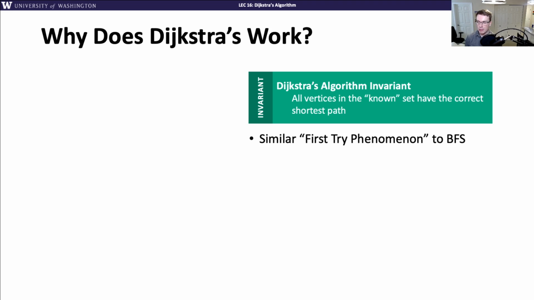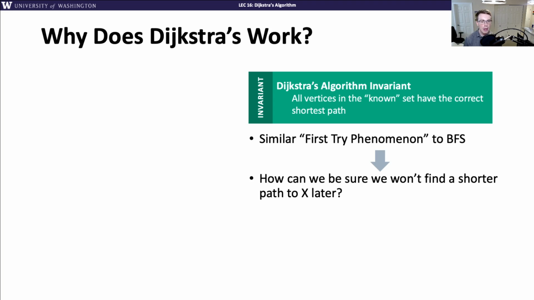But what I want to talk about in this video is why does Dijkstra's work? Dijkstra's works because of this invariant that all vertices in the known set have the correct shortest path. It's very similar to our first-try phenomenon for breadth first search. It's saying that we know the shortest distance whenever we add something to our known set. Now, it's nice that we can assume that an invariant is true beforehand, but how do we make sure on each iteration of this algorithm that we're maintaining this invariant?